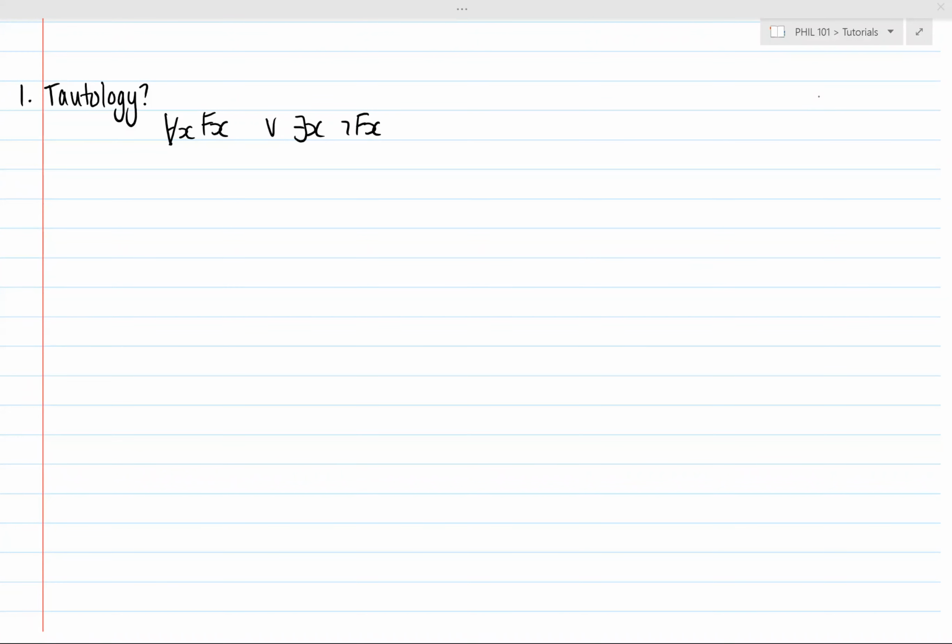Question 1 asks if this formula is a tautology. So a tautology is something that is always true. So if we want to find out if this is always true, what we're going to do is negate it.